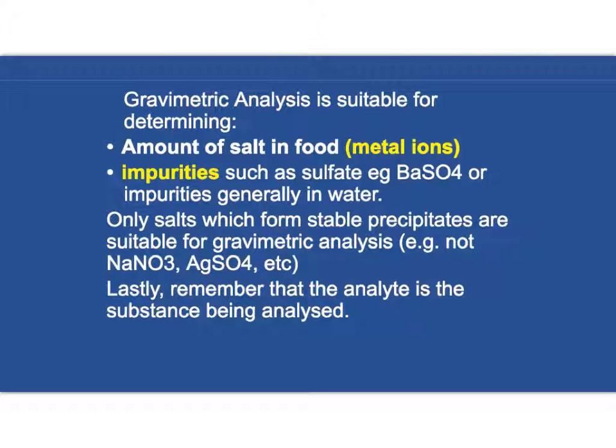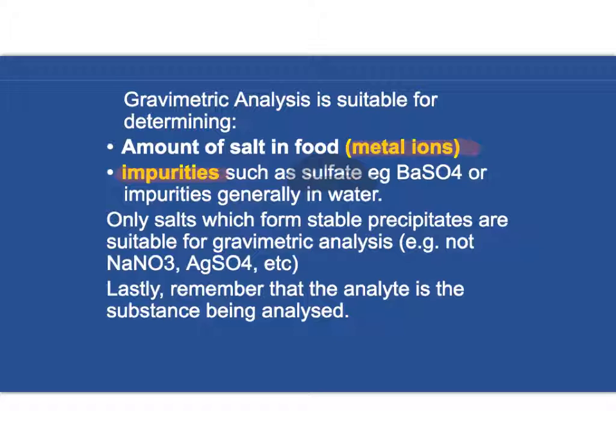Okay, so some of the things that we need to think about is what gravimetric analysis is used for. Gravimetric analysis is useful for finding metal ions, whether that be in food or other things. It's really useful for looking at impurities, such as sulfates, especially sulfates because they tend to combine with most things and then form precipitates. But it's also super useful with water as well.